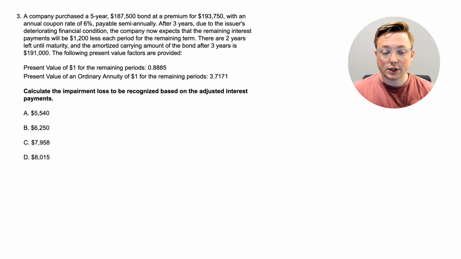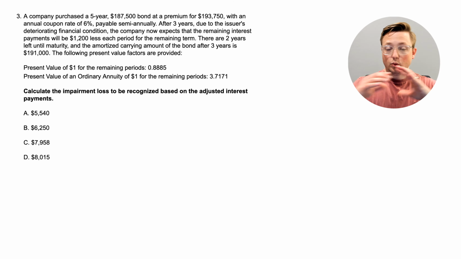After 3 years, due to the issuer's deteriorating financial condition, the company now expects that the remaining interest payments will be $1,200 less each period for the remaining term. There are 2 years until maturity, and the amortized carrying amount of the bond after 3 years is $191,000. The following present value factors are provided. So present value of $1 for the remaining periods is 0.8885, and the present value of an ordinary annuity of $1 for the remaining periods is 3.7171. So again, with all that information, we have to calculate the impairment loss.